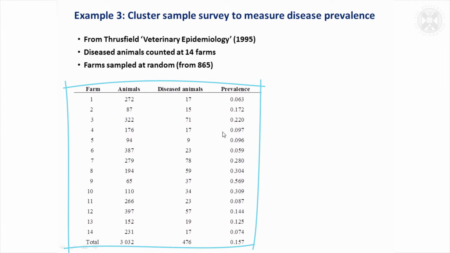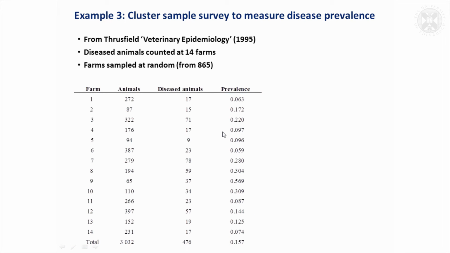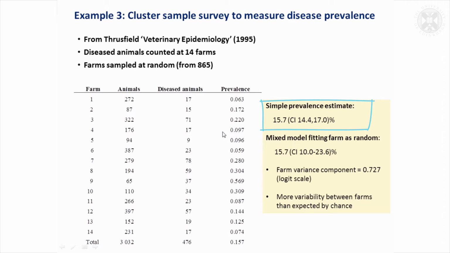So if you want to estimate prevalence, a very naive estimate would be just to add up all the diseased animals, 476, and divide it by the total number of animals, and we'd get 0.157. So that's our simple estimate and the 95% confidence interval. But what we could also do is consider fitting a very simple mixed model with the farm effect as random. And if this is done, just by chance, we get exactly the same overall estimate of prevalence of the disease, but we now get a wider confidence interval because the model found that there was more variation in the amount of disease between the farms than you would expect by chance.